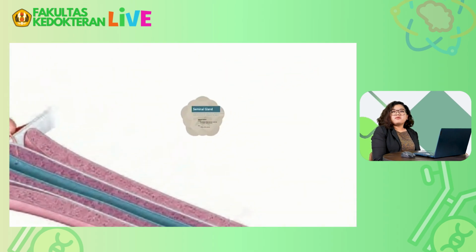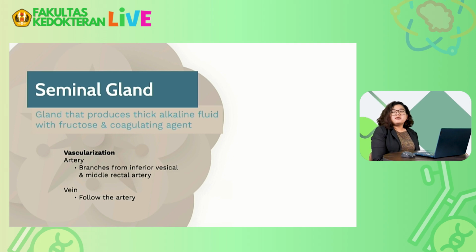Now let's talk about the seminal gland. It's not part of the ducts, and it is also called the seminal vesicle. It produces and secretes thick alkaline fluid, containing fructose and a coagulating agent to help the sperm survive. It is located between the fundus of the bladder and the rectum. Its superior part is covered by peritoneum. Let's see here the vascularization: the arterial blood is supplied by the inferior vesical and middle rectal artery because it's close to the rectum, while the vein follows the artery.